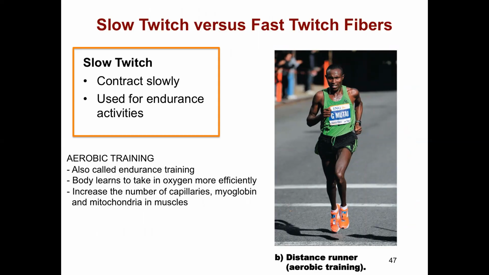So when you're going through aerobic training, or endurance training, the body is going to learn how to use the oxygen much more efficiently. And with time, you will increase the number of capillaries, your myoglobin content, and the number of mitochondria in those muscles, all right? So this is really good if you're a marathon runner, right? So that's for your aerobic training.